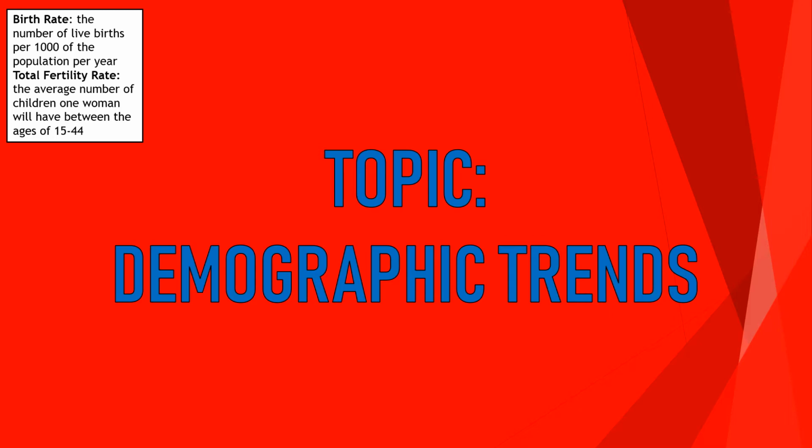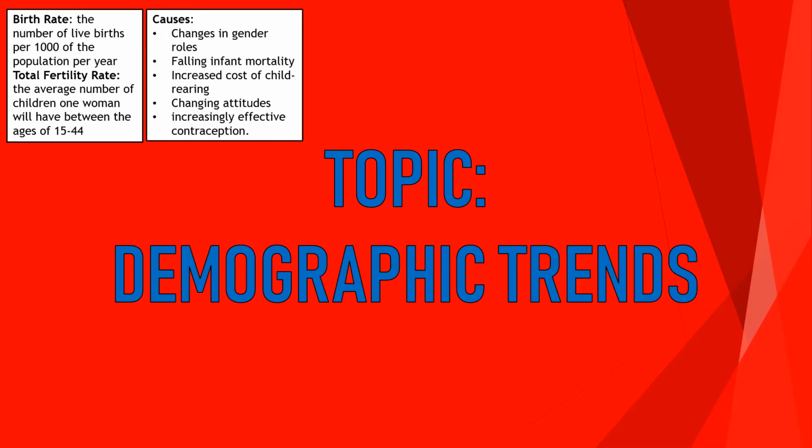Total fertility rate, on the other hand, is the number of births an average woman will have between the ages of 15 and 44. Now they're both influenced by the same things. So the causes of change, why both of these go down, is that there's been a change in gender roles of women. Infant mortality rate has decreased. The cost of childcare and child raising has gone up. There's been a change in attitudes towards having fewer children or not having children at all. And there's been an increase in effective contraception.